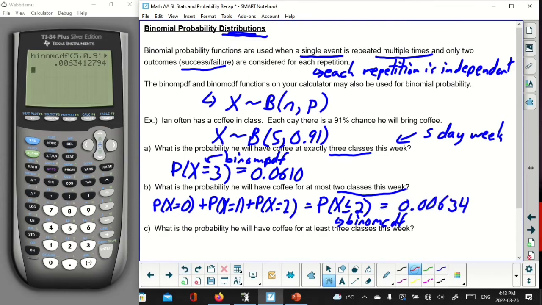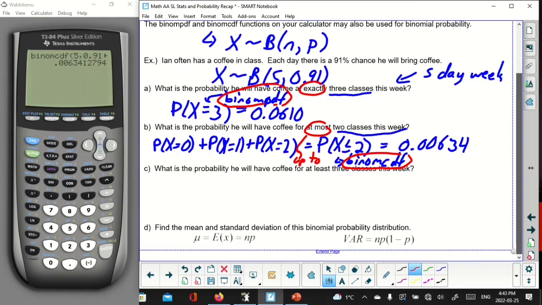So before we do the last question, let's just make some connections here. Exactly a certain number of successes is the job of binomPDF. At most, or we could think of that as up to 2 classes, is the job of binomCDF.